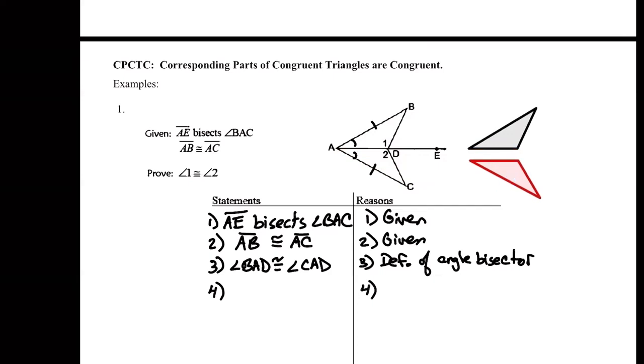So I have two separate triangles now. ADC, ADB. Hey, look, both of them have an AD in it. So that means that I have another pair of corresponding congruent sides. AD is congruent to AD by the reflexive property.